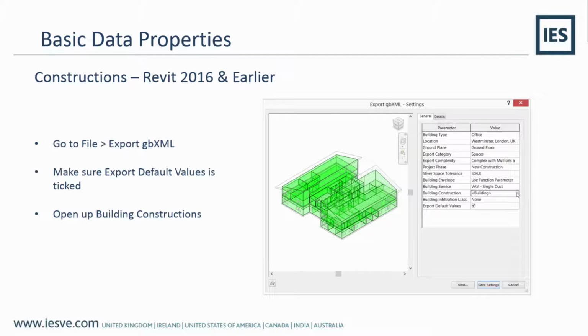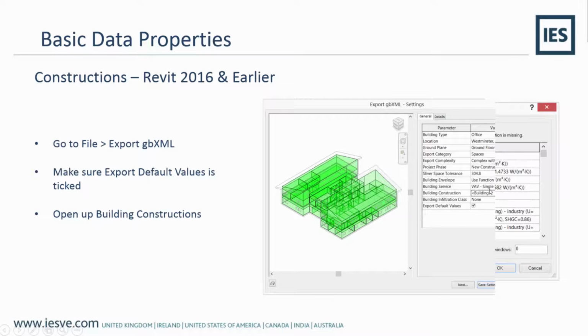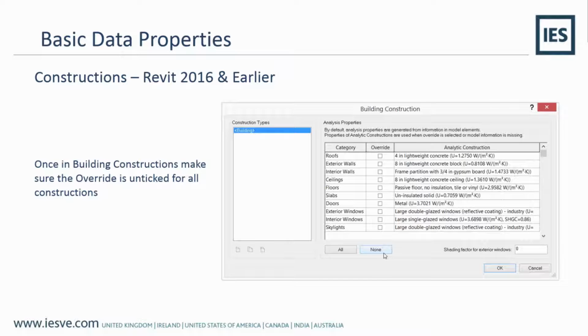So to cover what you did previously with Revit 2016, basically when you went to your export GBXML file option, you tick your export default values, open up the building constructions option, and then once you've done that, make sure that the override options within that dialog are all unticked. If you don't do that, you'll end up exporting the default analytical constructions there.